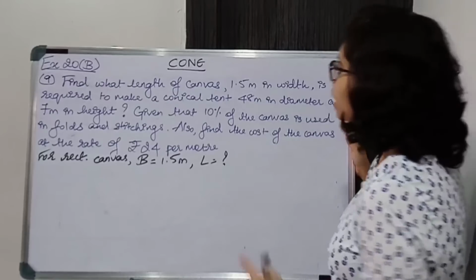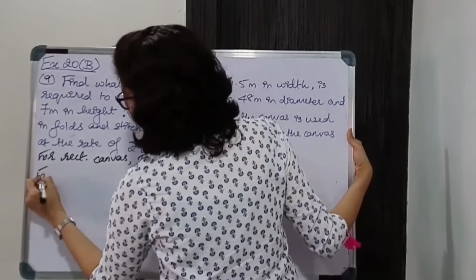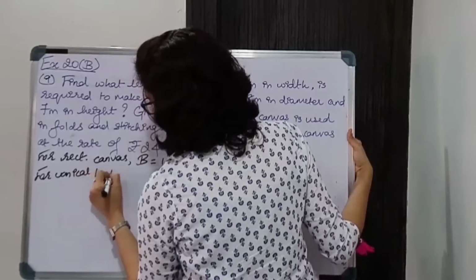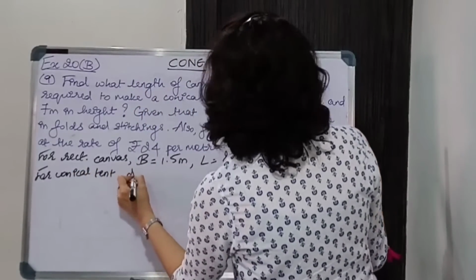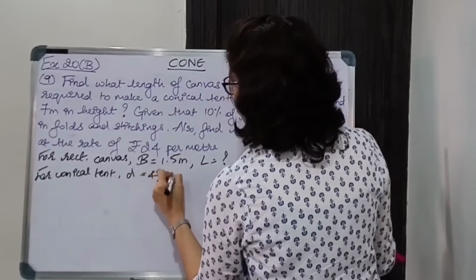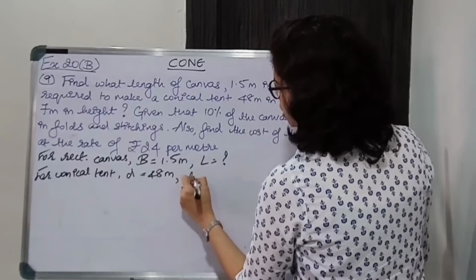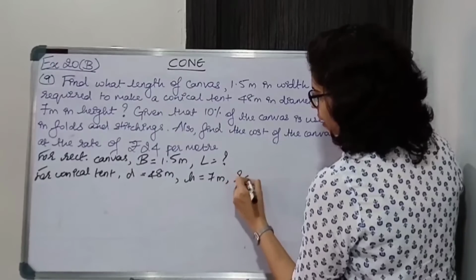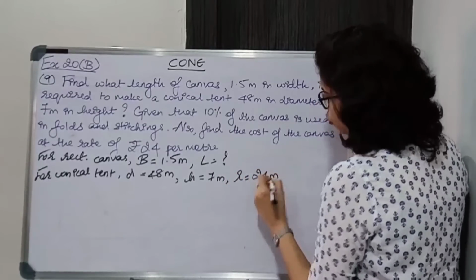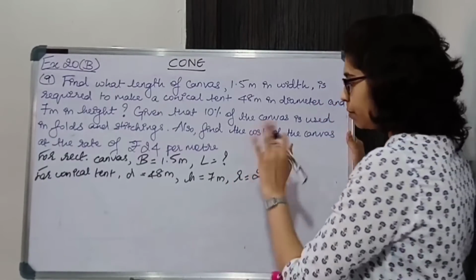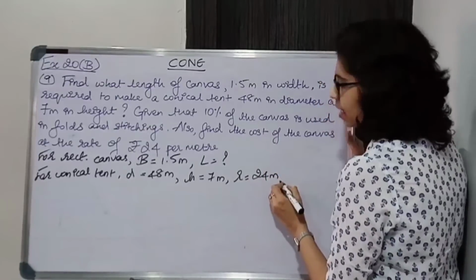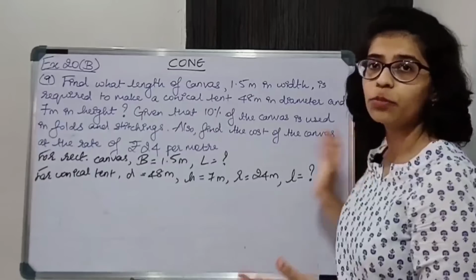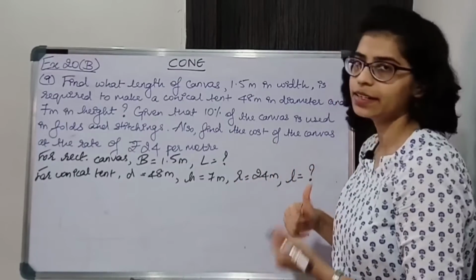Okay, and for conical tent, what are we given? Diameter is 48 meters and height is 7 meters. Okay, so r I can easily find, it is 24 meter. I'm not showing the calculations over here, I'm directly writing the radius. l I don't know, I need to know l because curved surface area के लिए formula is pi r l, so I need to know l, that is slant height.